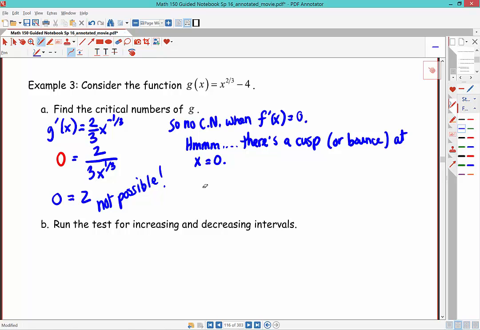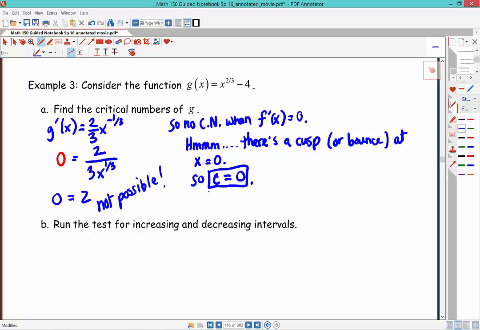So on one side, the derivative will be negative, and then instantaneously it'll change to positive. And at a value like that, you have something which is continuous but not differentiable. All right. So just hold that thought and recognize that c equals 0.